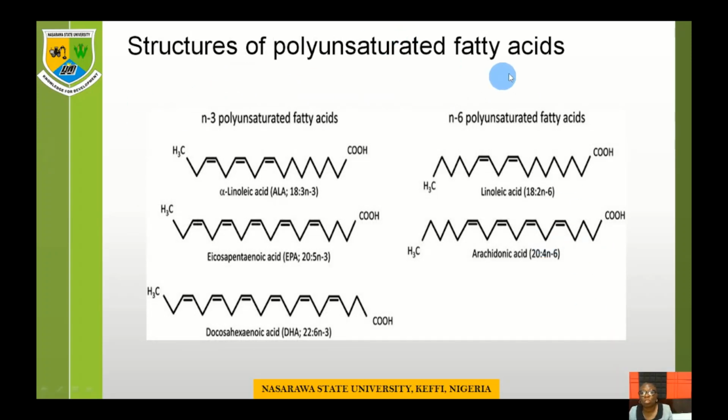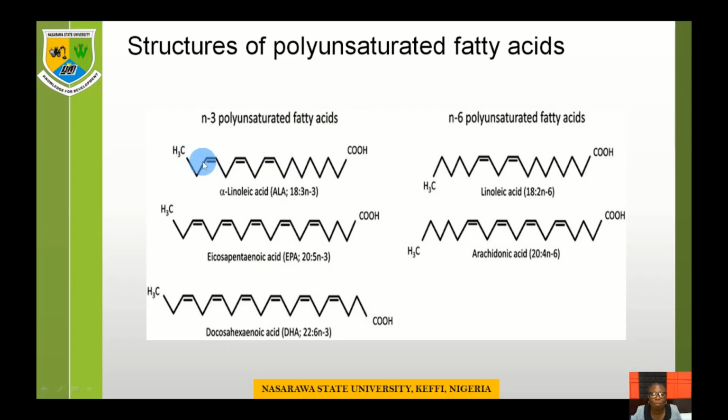Now let's look at the structures of the polyunsaturated fatty acids. For example, we have the alpha linolenic acid, ALA. It's an 18 carbon, and it has 3 double bonds, 1, 2, 3. Now this is called N3 or omega-3 fatty acid. It's called omega-3 because if you count from this methyl group, carbon 1, carbon 2, carbon 3, you can see that the double bond is attached to the 3rd carbon here.